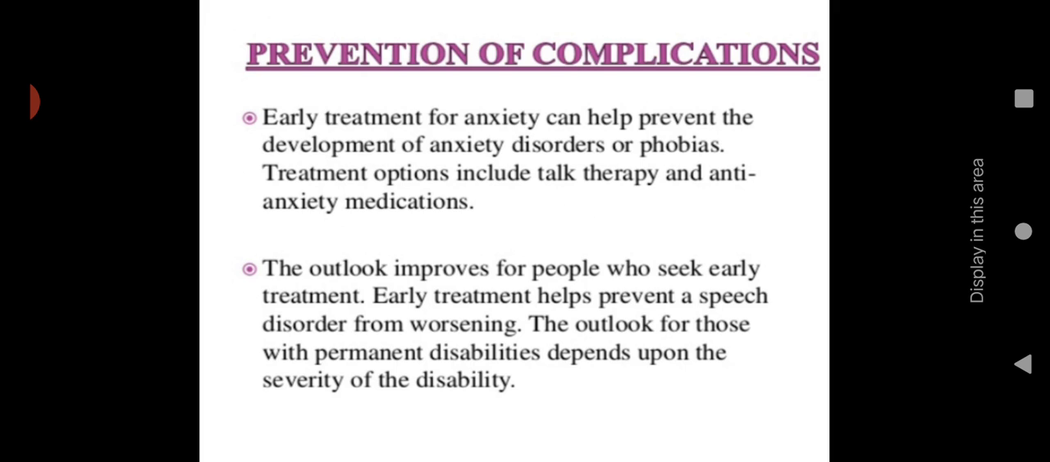The outlook improves for people who seek early treatment. Early treatment helps prevent a speech disorder from worsening. If you identify the speech disorder in the early stage of the child's life, it is easy to manage and correct the speech problems. The outlook for those with permanent disability depends upon the severity of the disability. Sometimes if they have a permanent disability, like a brain tumor or brain injury, the severity will depend on the disability. So these are the prevention of complications. Early diagnosis and management are very important, and providing early speech therapy helps to prevent the worsening of speech disorders.